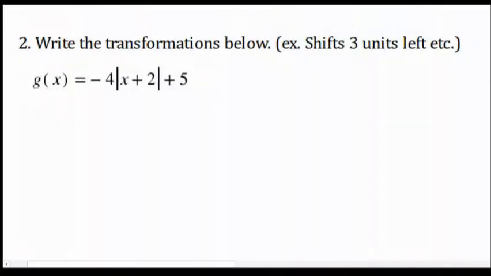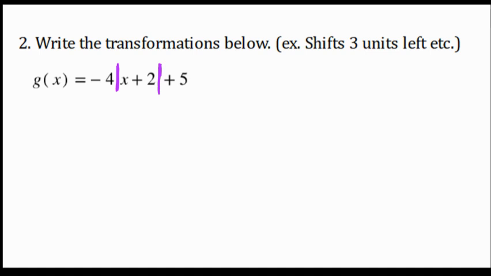Here we are asked to write the transformations of the given function. And so we have an absolute value function here. See that by these bars. So that's the type of function or the way that we name it. And when I look at this, I actually see 4 different transformations, even though I only see 3 numbers happening here.